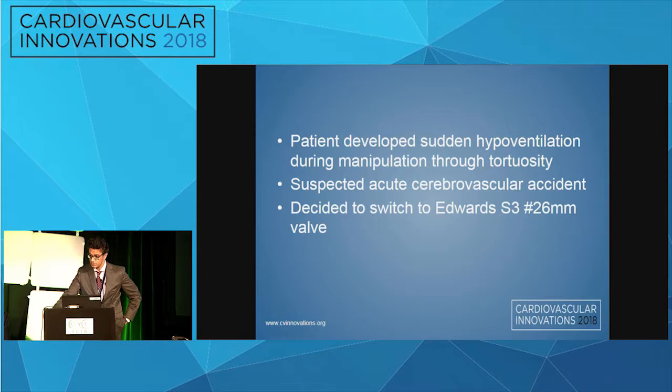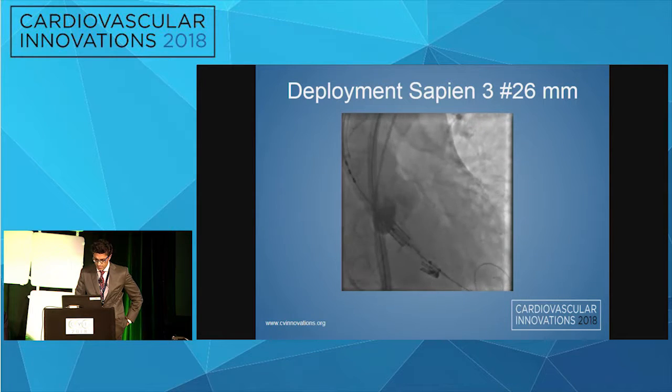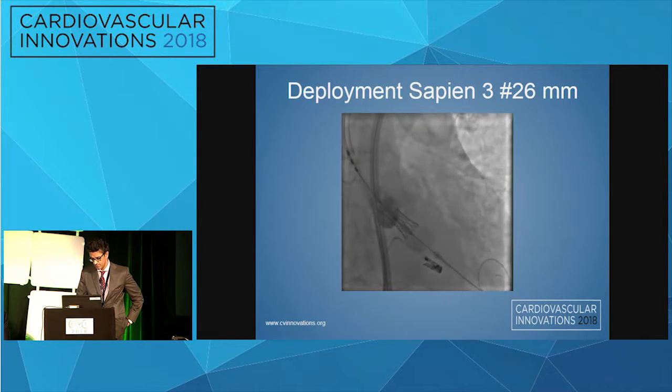And then we decided to switch to, as Dr. Kapadia mentioned earlier, the S3, because we didn't want to deal with the tortuosity again, because it was painstaking to get to that point, and unfortunately the patient had a stroke. So our next valve was a Sapien 3 26, based on an area of 435 millimeters square. And this is the Sapien getting deployed, with no issues in deploying the Sapien valve at all.